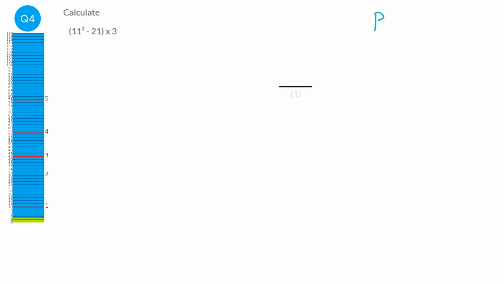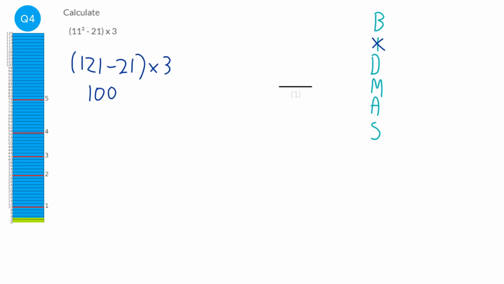For this question, we're going to have to remember BIDMAS or BODMAS. So we're going to first of all look and see if we've got any brackets. Well, we do. We've got the 11 squared minus 21 in brackets, so we're going to be looking at that bit first. Inside the brackets, though, we don't have any brackets, but we do have an indice. We've got that 11 squared, so we're going to deal with that first. So 11 squared is 121. So we've got rid of the indice, but we're still looking at the bracket. So we're going to do 121 minus 21, which is going to be 100. Now we have no more brackets, no more divisions, but we do have a multiplication. So it's going to be 300, and that's our answer.